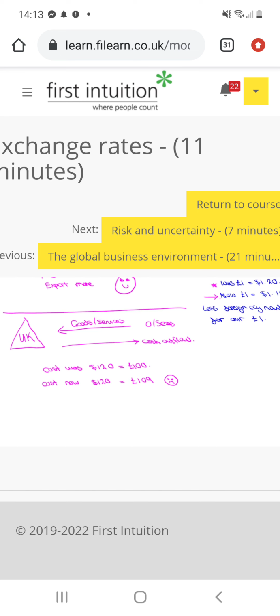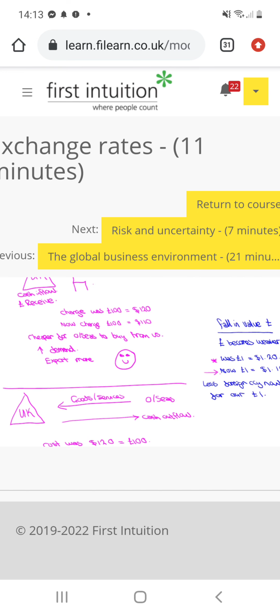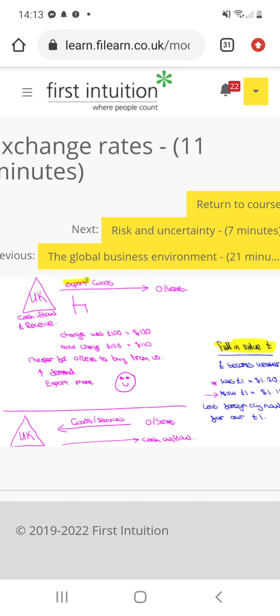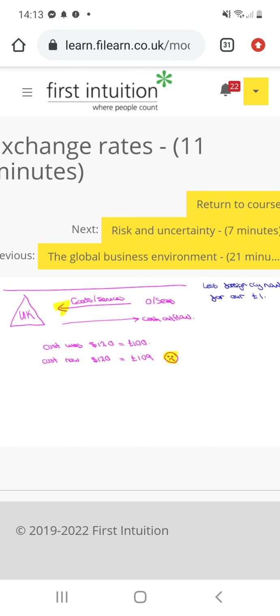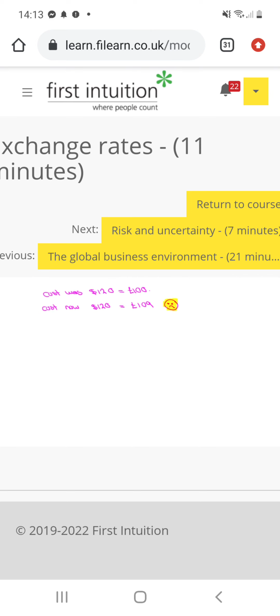Let's refer back to our diagram that we saw in the previous recording. Now this was where we had a fall in value of the pound, and we saw that exports were good, they were better, and imports were more expensive, so we were sad. When we have an appreciation in the pound, we can use a mnemonic, which is SPICED. Let's see what this means.